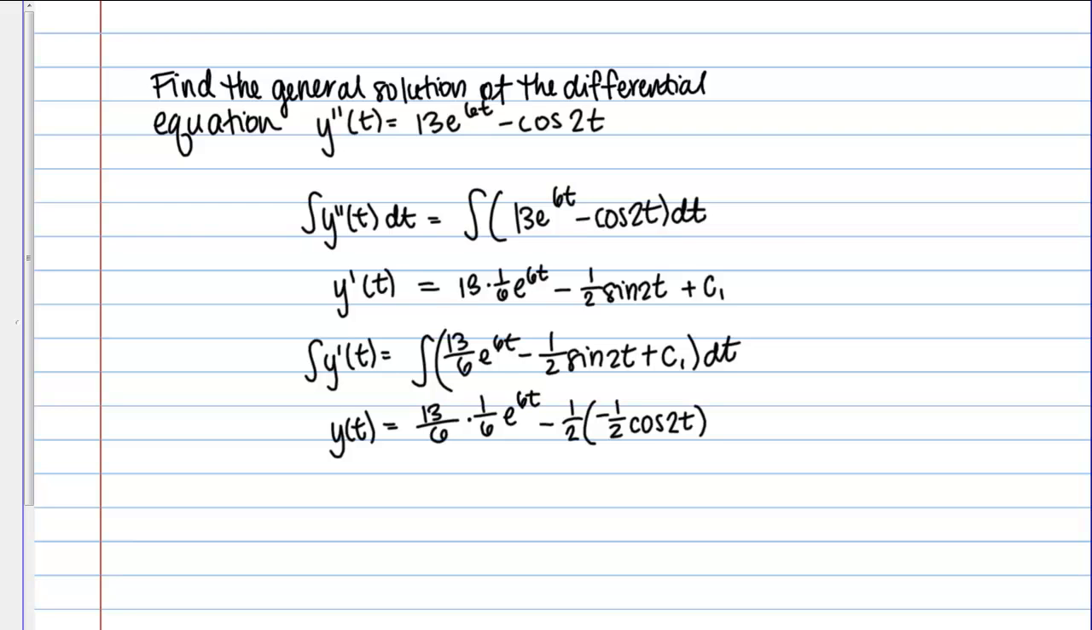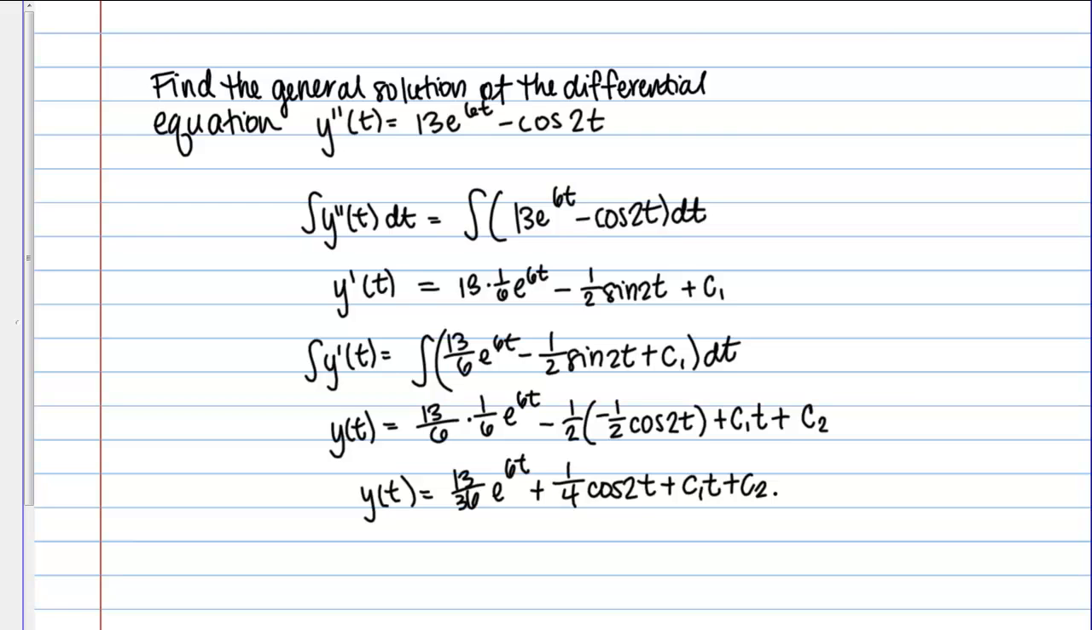Then I have my plus c1. Now remember that's just a constant like 2 or 3. So when I integrate that, I should get plus c1t. And then I need to remember a constant of integration, so plus c2. And finally, I might just clean this up a little bit. So I can write this as 13 over 36 e to the 6t plus 1/4 cosine of 2t plus c1t plus c2.